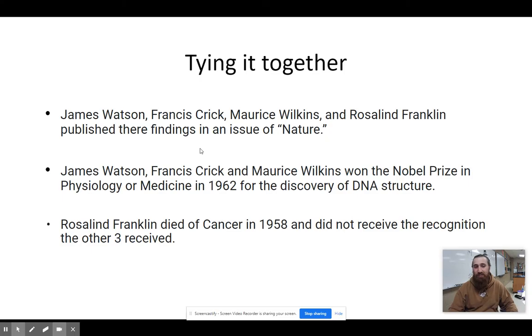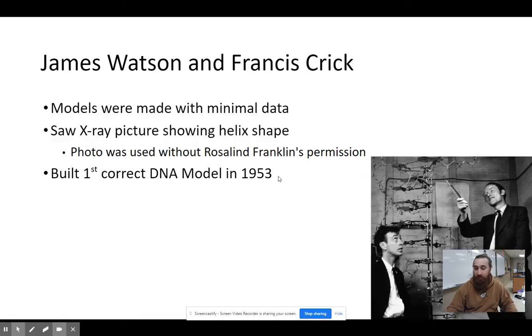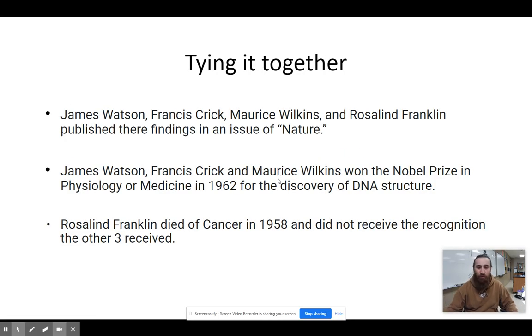In 1962, James Watson, Francis Crick, and Maurice Wilkins won the Nobel Prize in Physiology or Medicine for the discovery of the DNA structure. They first built this structure in 1953, and it was awarded a Nobel Prize in 1962. Now, here's the negative part about this. Rosalind Franklin died of cancer in 1958, and she did not receive recognition like the other three received. You cannot win the Nobel Prize when you are dead. It's just the truth. You have to be alive to receive the Nobel Prize.